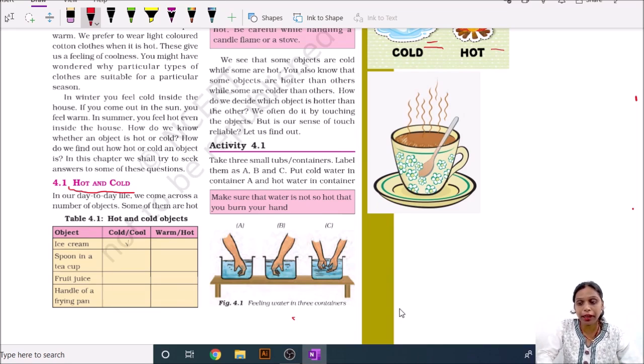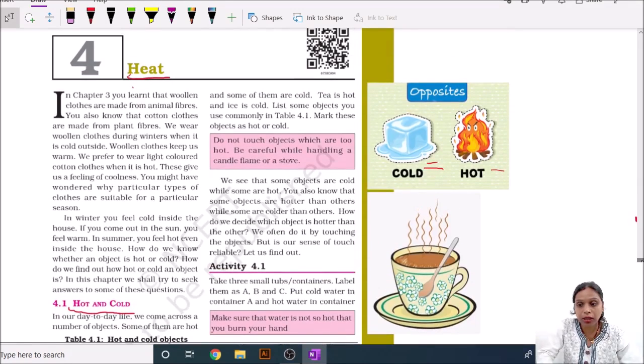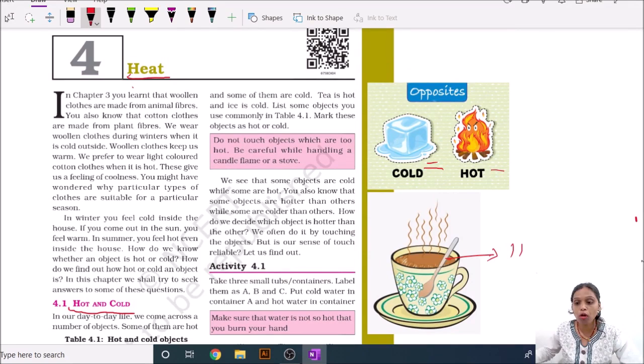You can see from this diagram, what is this? This is tea, and a spoon that is put into this tea is hot. Okay. These are very common examples, and you can see such examples in your day-to-day life. Now to understand this, we come to one activity.